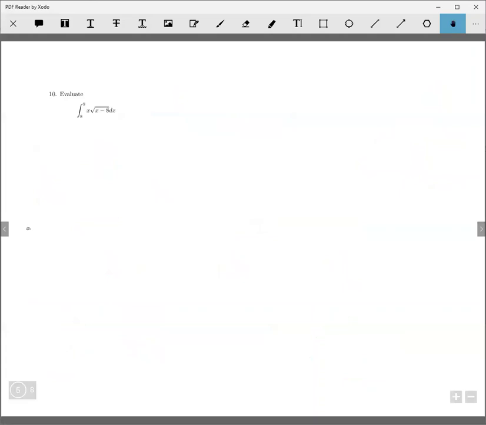Okay, let's do some more. Number 10. So you have the integral from 8 to 9 of x times the square root of x minus 8.